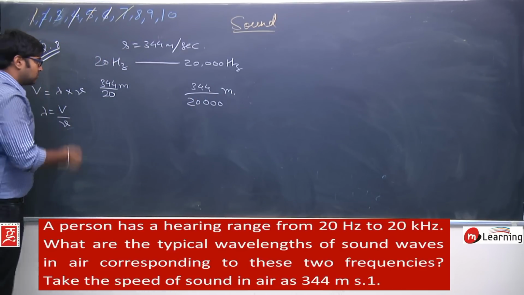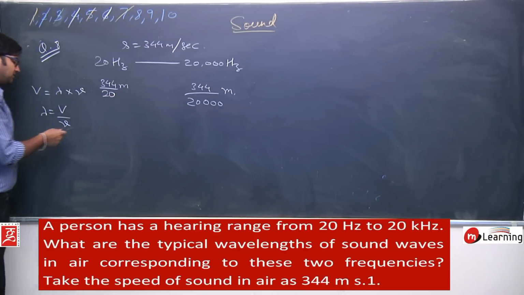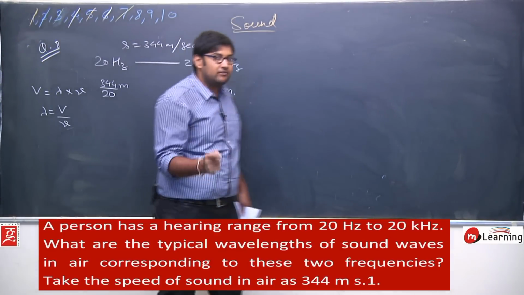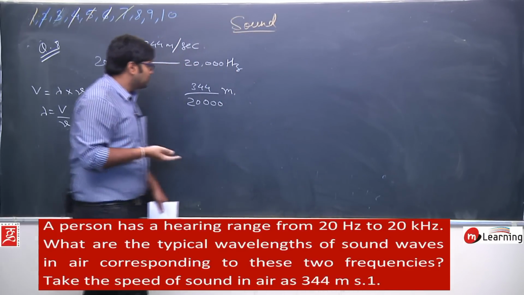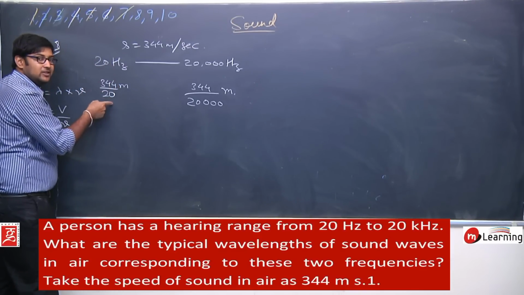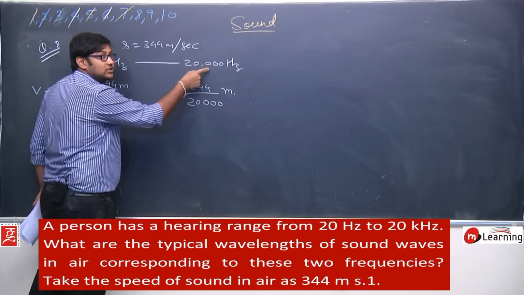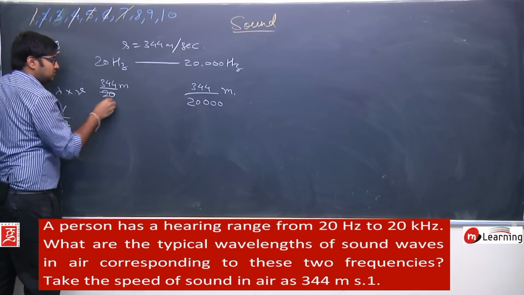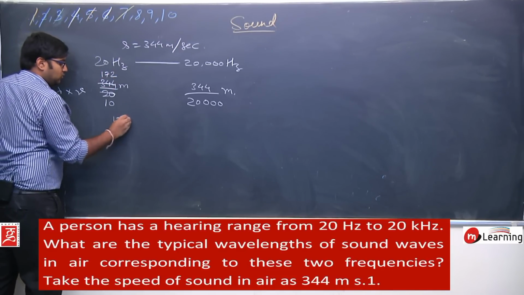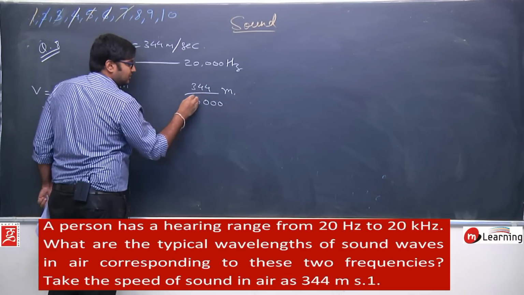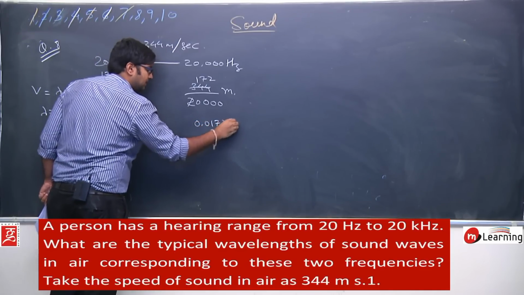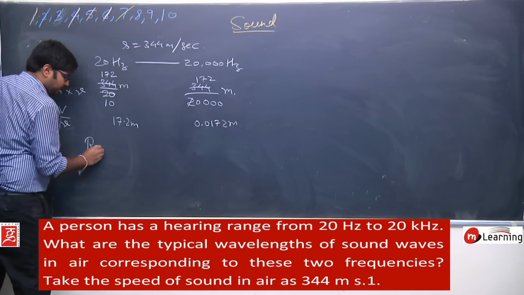By calculating this, as we know that frequency and wavelength are inversely related. More frequency means less wavelength, less frequency means more wavelength. So the signal of 20 Hertz will have a higher wavelength compared to the signal of 20,000 Hertz. So we can solve this to 10 and this is 172. So this is 17.2 meters, and when you solve this one, 172, this is 0.0172 meters.